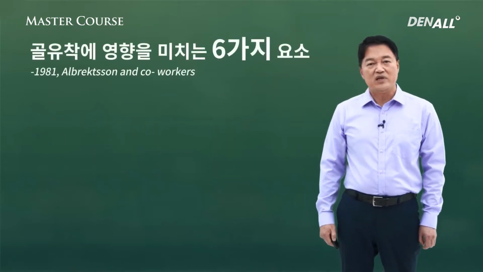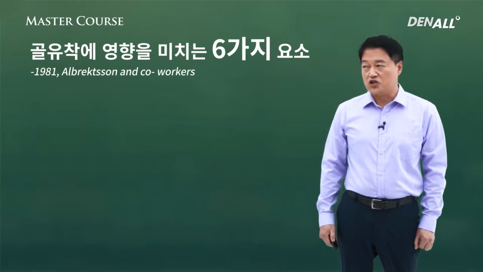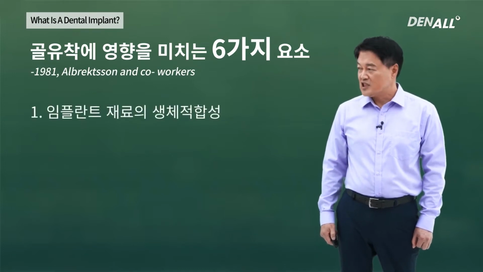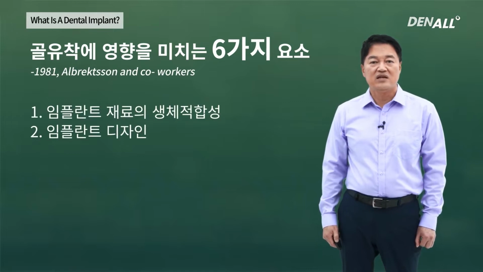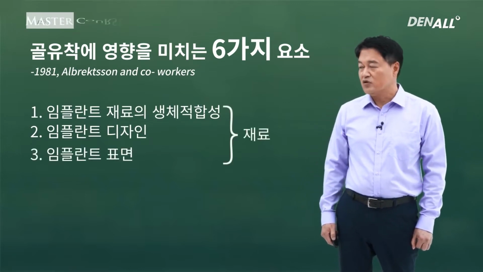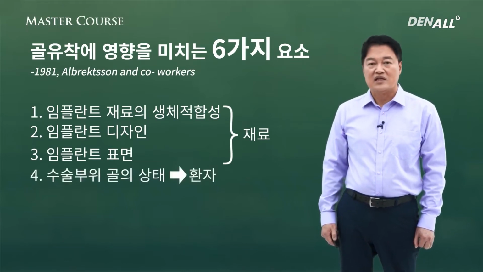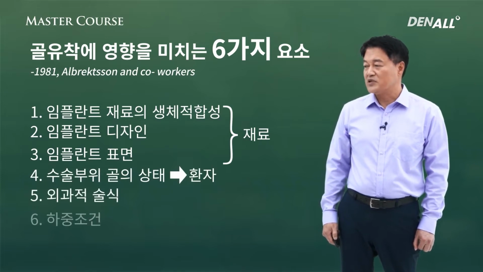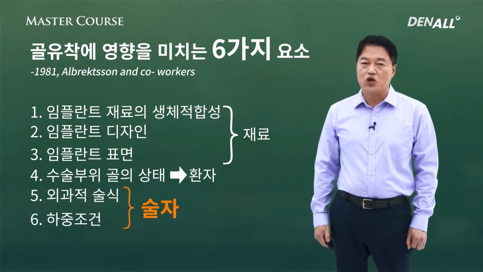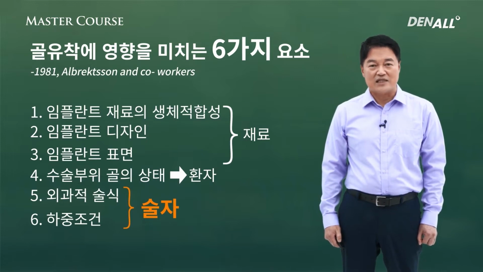Additionally, in 1981, on osseointegration and the importance of it, 6 criteria have been released. First, biocompatibility of implant materials, implant design, implant surface. These 3 are related with material. Fourth, the state of the bone. It's related to the patient. Fifth, surgical procedure. Sixth, load condition. The last 2 are related to the surgeon. The details will be addressed in basic course and offline course.